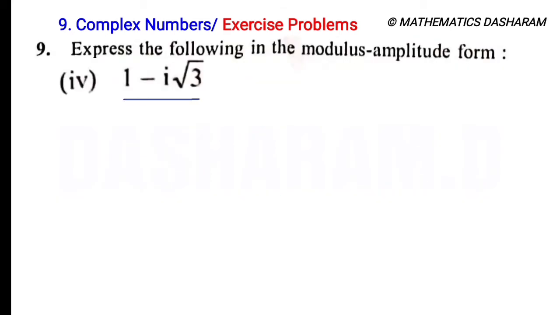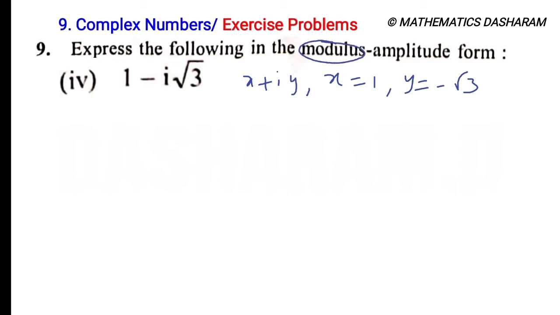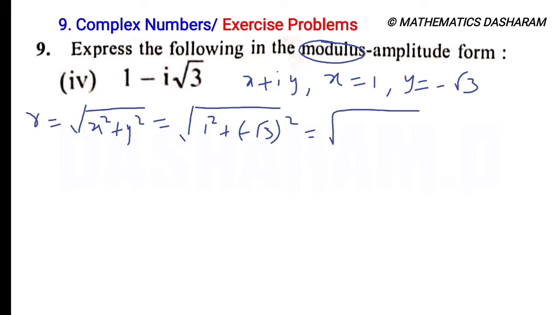Fourth question, 1 minus i root 3. So compare with x plus iy. So x value is 1 and y value is minus root 3. First I am going to find out the modulus. So modulus is nothing but small r. Its formula is under root x square plus y square. So substitute x and y values. So 1 plus 3 equals 4, so root 4 is 2. R value is 2.